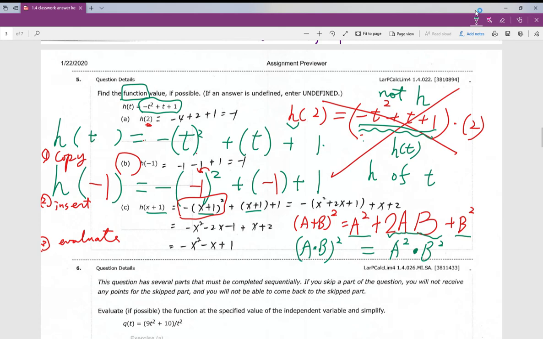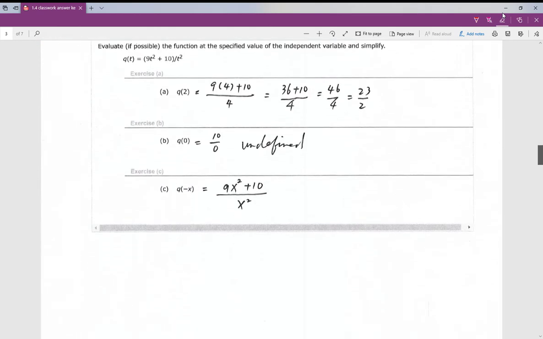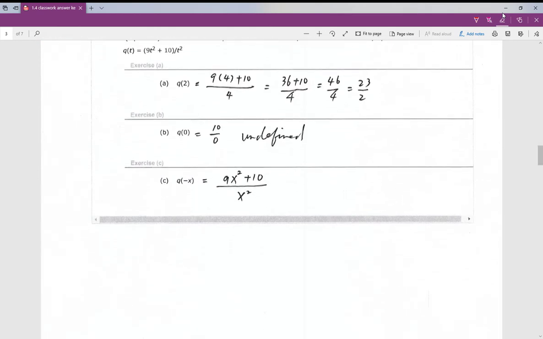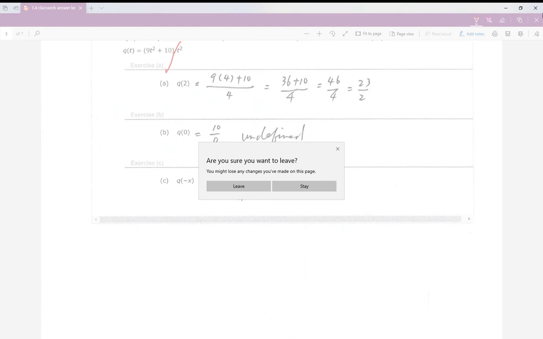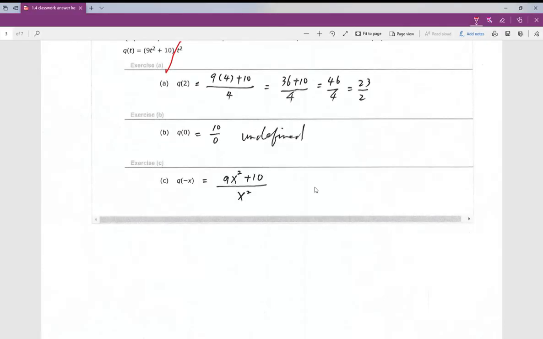So this one is this one. And the rest is algebra 1, so you need to do it by yourself. That's number 5. And number 6, same thing. You want to evaluate this one. What does it mean? This one means division.